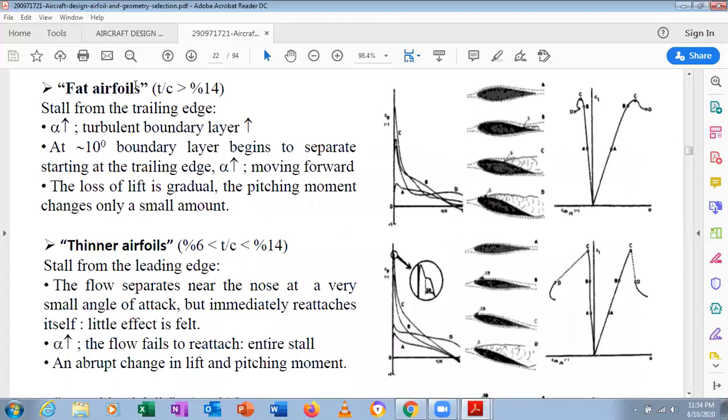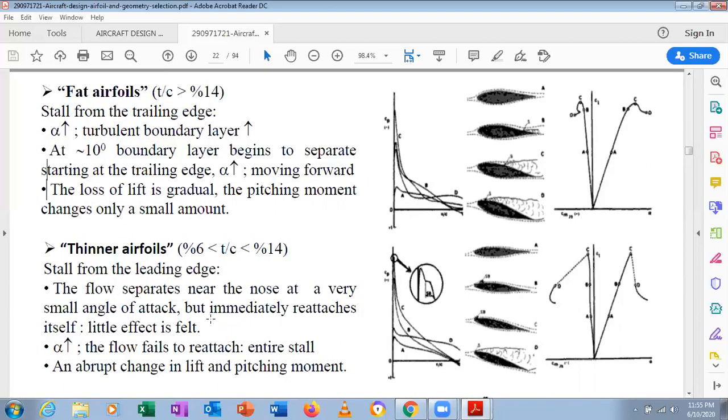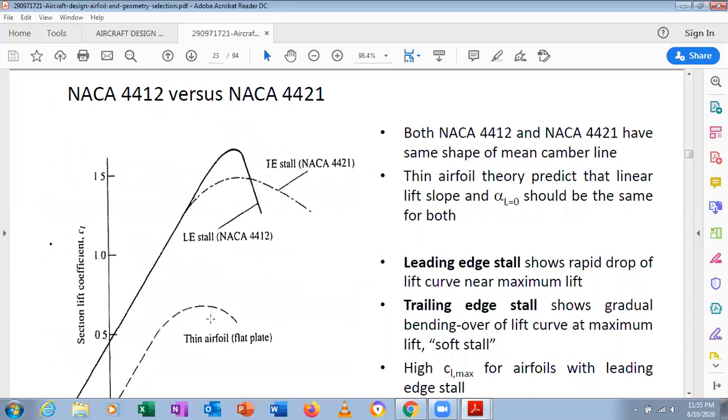And we have different types of airfoils, such as the fat airfoil. They are segregated on the basis of T by C, which is the thickness to chord ratio. If it is greater than 14%, then it is called a fat airfoil. If it is between 6% and 14%, then it is called a thinner airfoil. And very thin airfoils are less than 6%. Understood? So we have to understand the different types of airfoils on the basis of T by C. Just look into it further, study it and you'll understand. Okay, so here NACA 4412 versus NACA 4421. Look here at the last two numbers: 12 and 21.